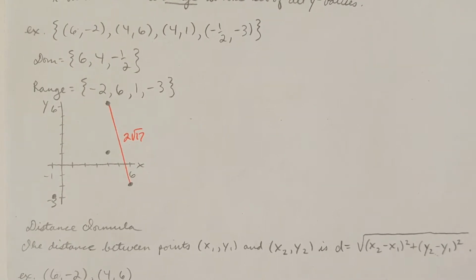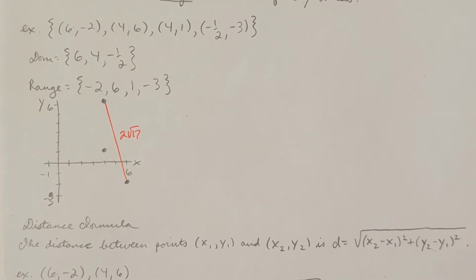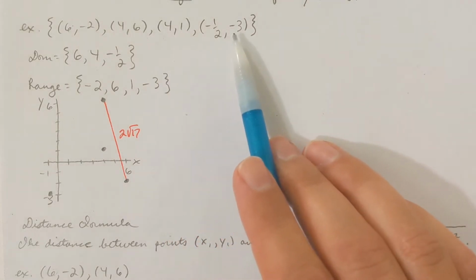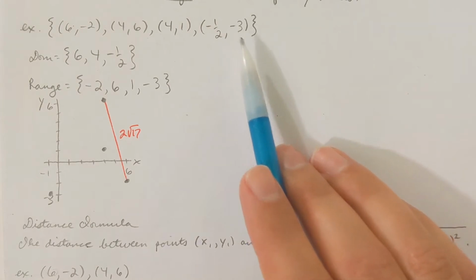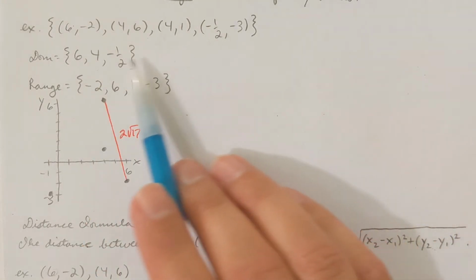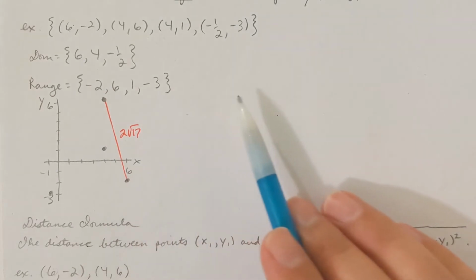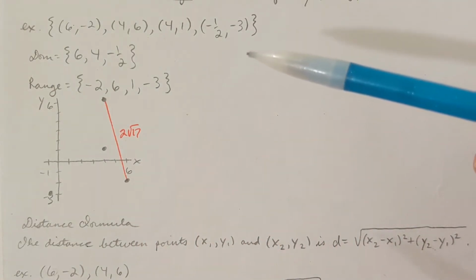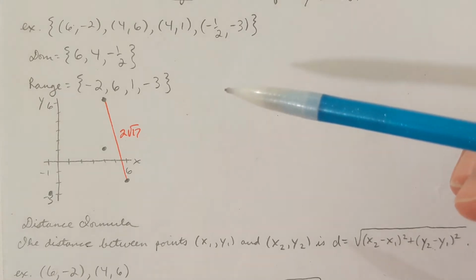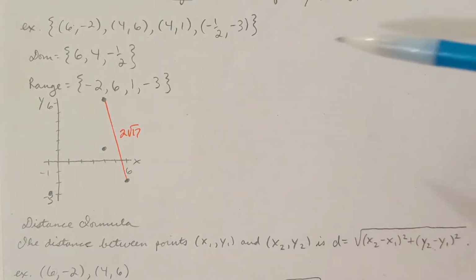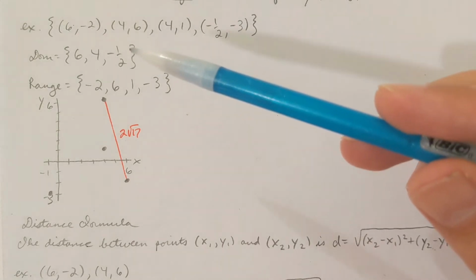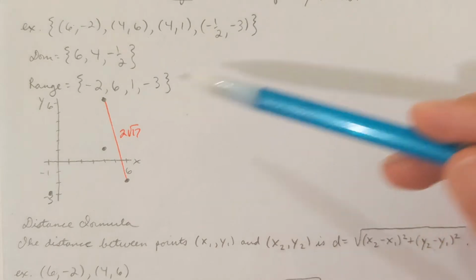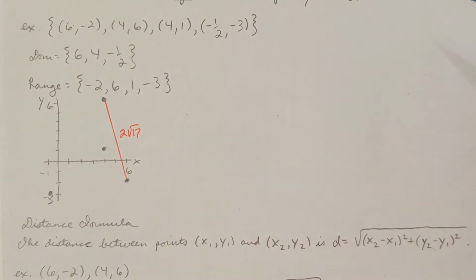Here's an example. Suppose that we have the set of points (6, -2), (4, 6), (4, 1), (1/2, 1/3), and (-1/2, -3). The domain is the set of all x values, and the range is the set of all y values. So the domain is the set containing 6, 4, 1/2, and -1/2, and the range is -2, 6, 1, and -3.